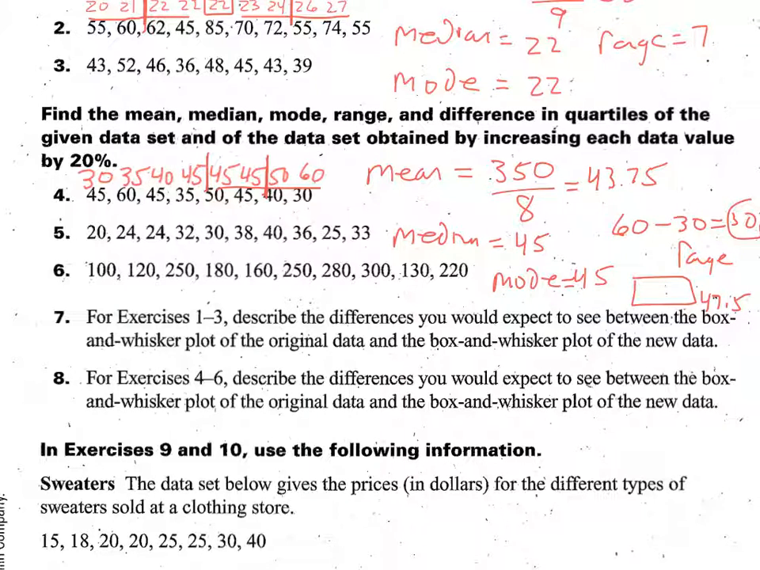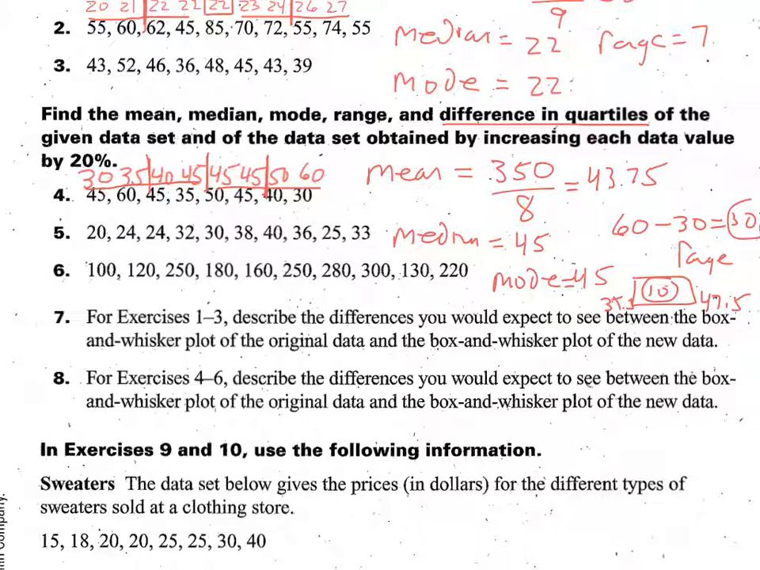And I'll do the same thing on the bottom of the box by averaging the middle of the bottom scores, 35 and 40. 35 plus 40 is 75, divided by 2 is 37.5. So what's the length of the box? From 47.5 minus 37.5, the length of this box is 10. That's said to be the difference in the quartiles, which is 10.